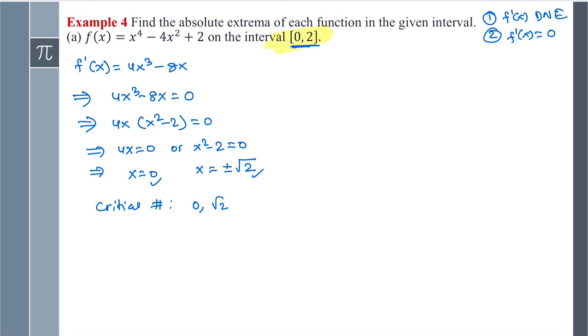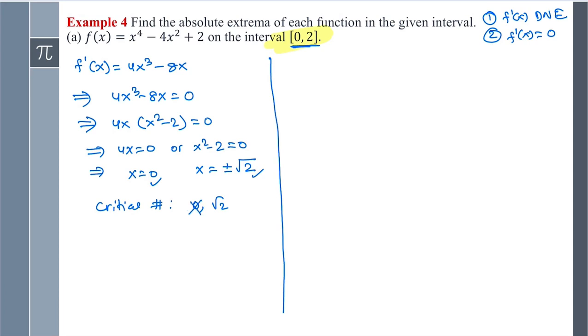Okay, so that's the first and the second step. We found the critical numbers. Now the next step is we'll evaluate the function at these critical numbers as well as at the given interval endpoints. Again, sorry, one more thing. This 0 is also not a critical number because it's at the endpoint.